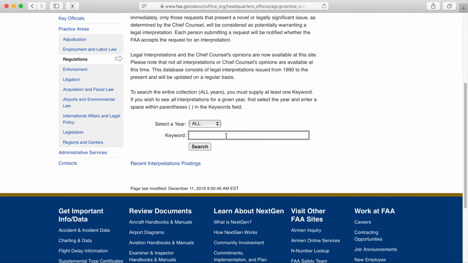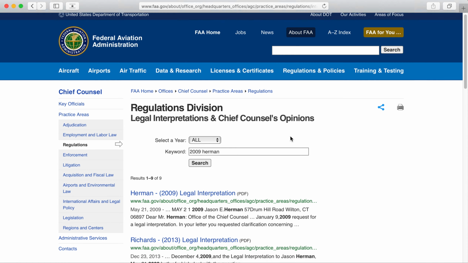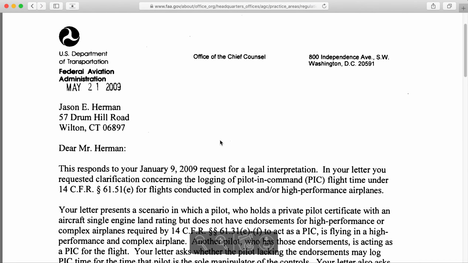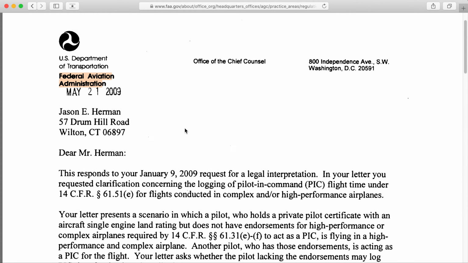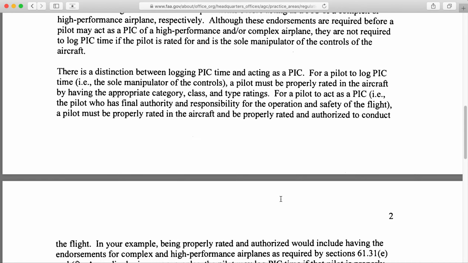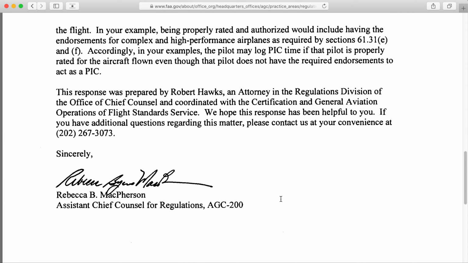If you're not sure about something, say you heard something about a 2009 interpretation about logging PIC time, then you go straight to here. This is, again, with the FAA stamp on it. This is an FAA lawyer who researched this and put together this legal response to this pilot. And this one specifically, that's why I know, has won me plenty of arguments because of this one sentence right here. You get in arguments all the time where pilots were not logging PIC during their complex training when they should have been. So step one would be look up the regulations yourself and interpret them yourself.